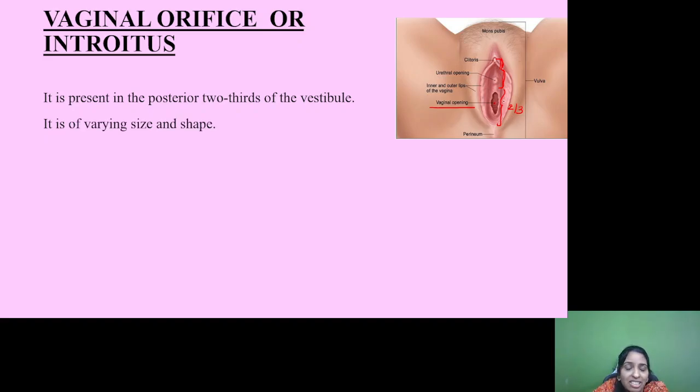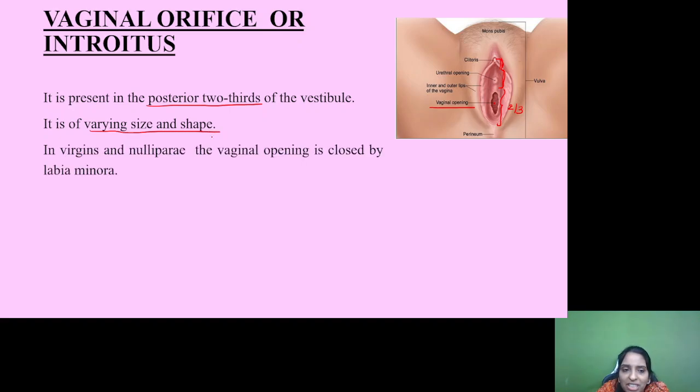It depends. It is of varying size and shape. Okay, you'll come to know regarding it. Posterior two-thirds of the vestibule. It is of varying size and it is of varying shape. Okay, next we'll see why it is of varying size and varying shape.